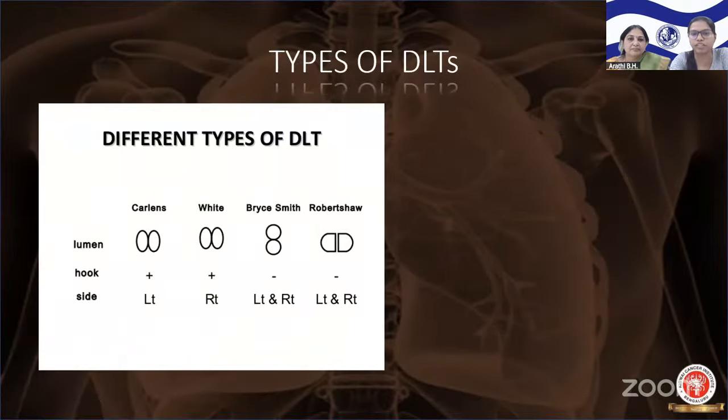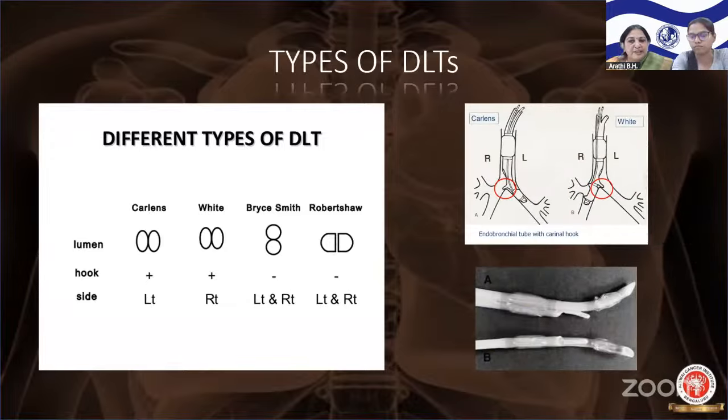Types of DLT. There are various types of DLT: Carlens, White's, Bryce-Smith, and Robertshaw. Carlens has a hook and White has a hook, whereas Bryce-Smith and Robertshaw don't have a hook. They have left-sided and right-sided separate DLTs. The hook means it is a carinal hook. If you can see in the picture below, there is one projecting area which was introduced earlier because we were having a lot of failures when we placed the DLTs. So they introduced the carinal hook so that it fixes at the carina and the DLT goes to the desired side of the lung. But over time, we realized there was trauma with the carinal hook, and because of anatomical variation we were not able to place it properly. So the carinal hook was removed, and at present we do not have it. It's just history, for people to know what the carinal hook is.